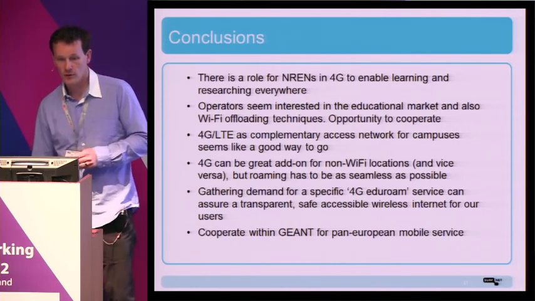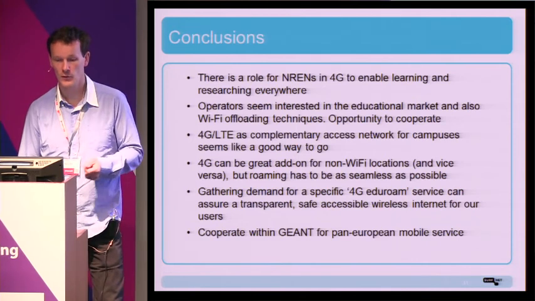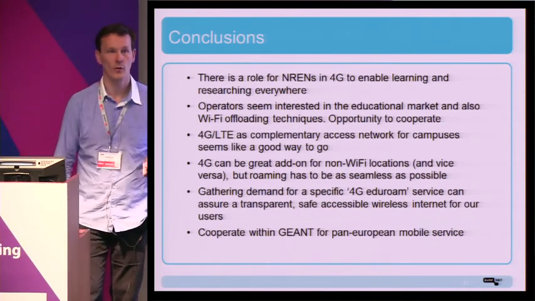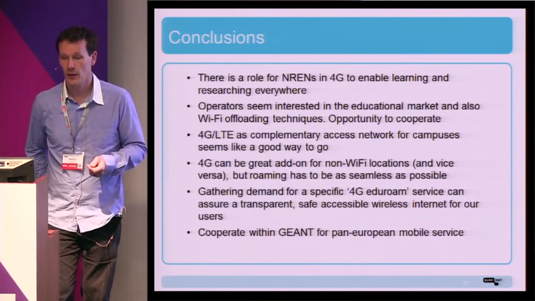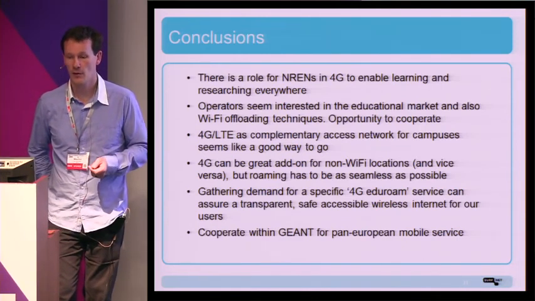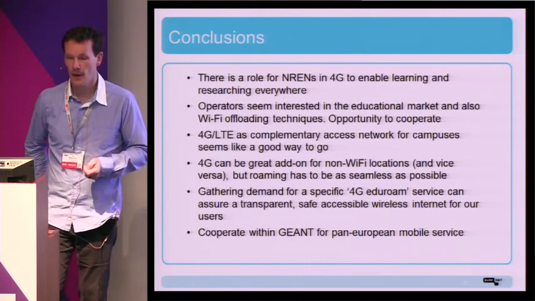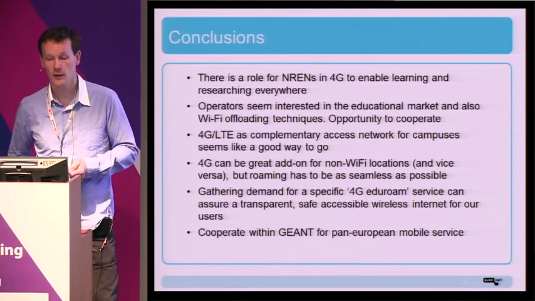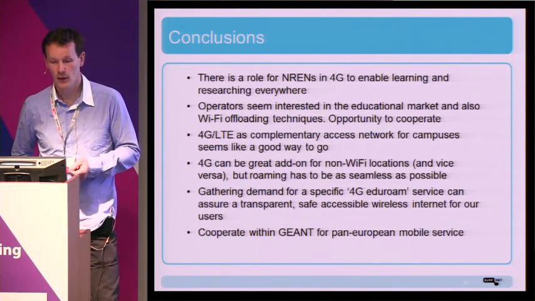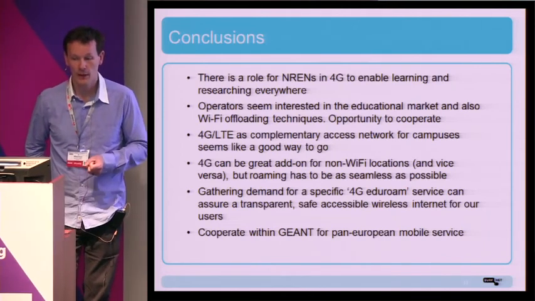So, conclusions. I think there's a role for NRNs in 4G to enable learning and researching everywhere, next to eduroam, of course. Operators seem interested because they also think there's a market for Wi-Fi offloading techniques. There's a real opportunity to cooperate. 4G and LTE can be a complementary access network for campuses next to eduroam. But the roaming has to be as seamless as possible.